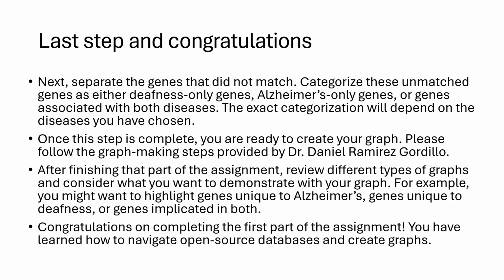After finishing that part of the assignment, review the different types of graphs and consider what you want to demonstrate with your graph. For example, you may want to highlight genes that are unique to Alzheimer's disease, genes that are unique to hearing loss or deafness, and genes that are implicated in both of them. Once you have done that, congratulations on completing this part of the assignment.